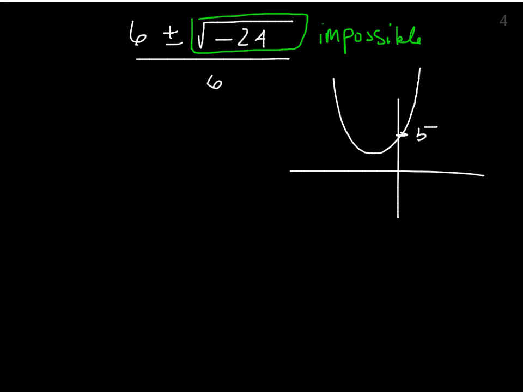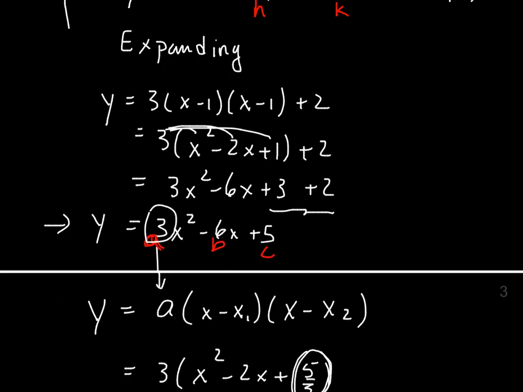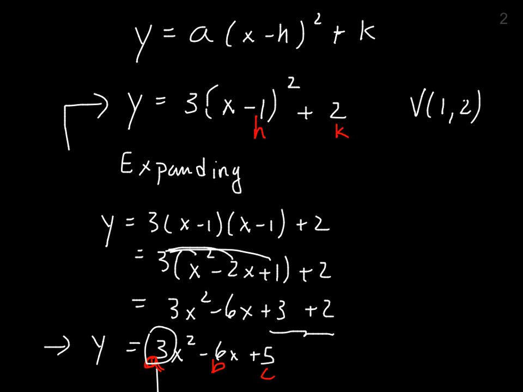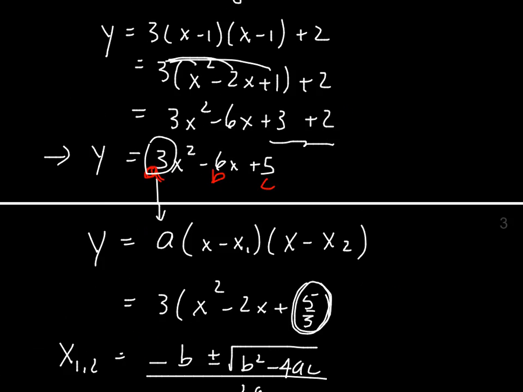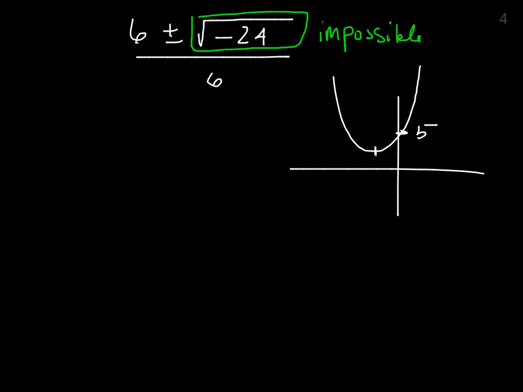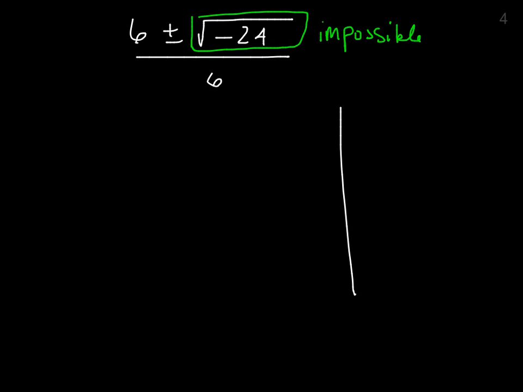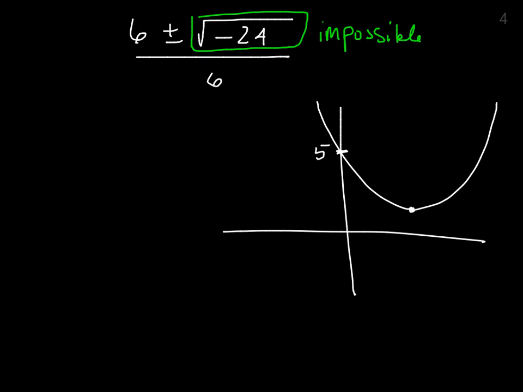Of course, I can find the vertex, which I know is, according to my standard form, over here. Oh yeah, my vertex was (1, 2). Whoops. So that means that my parabola, I'm going to erase this one and fix it. My parabola should look something like this: at (1, 2), goes up like this, crosses the y-axis at 5, and there's no zeros.